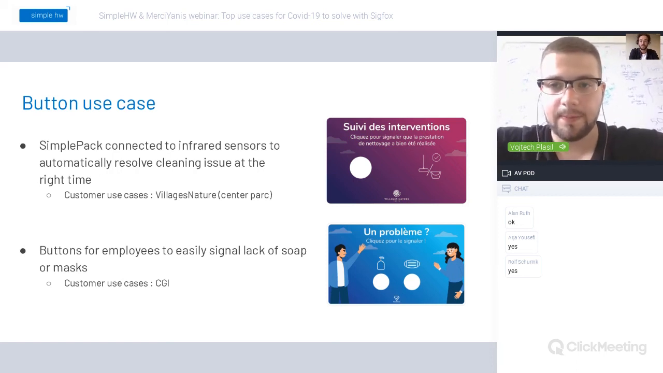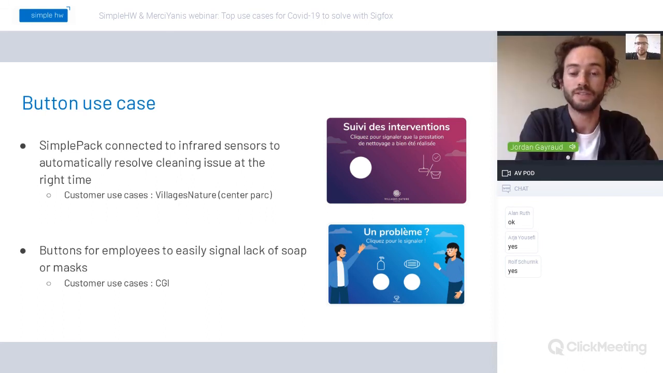For the use case of the button connected to the infrared sensors, there was no need to hide it, because there were specific rooms for the cleaning people where we put the buttons. So this was not a room accessible to normal customers or employees. So there was no danger.